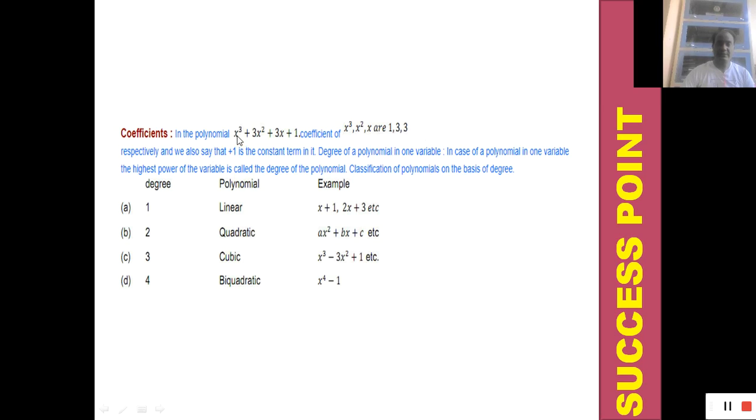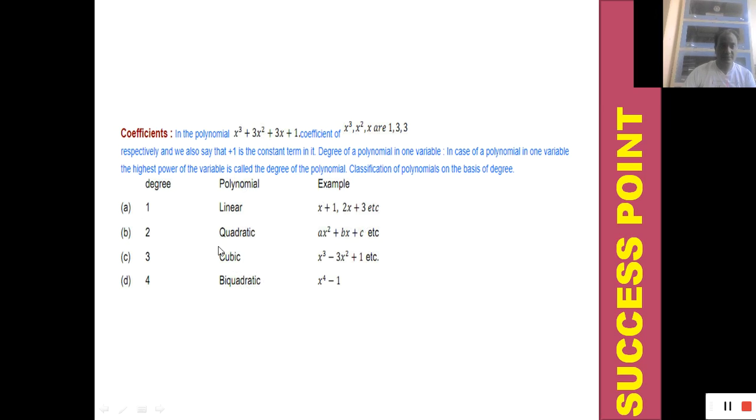The multiple of x to the power 3 is 1, that is, the coefficient is 1. The multiple of x to the power 2 is 3, that is, the coefficient of x square is 3. 3x is a multiple of x, hence the coefficient of x is 3. Again, similarly we can say the coefficient of 3 is x. Here the coefficient of 3 is x square.